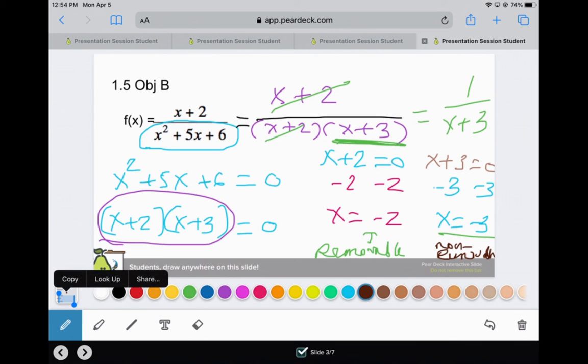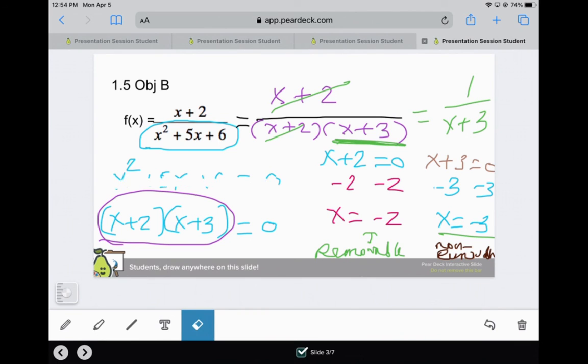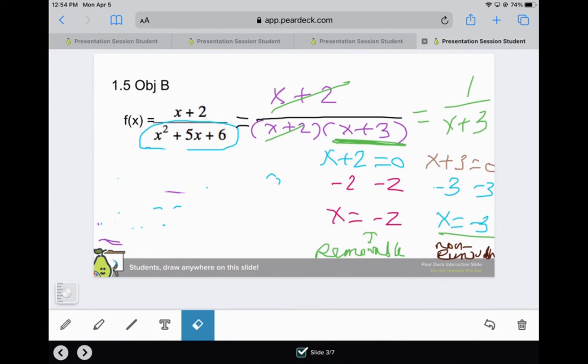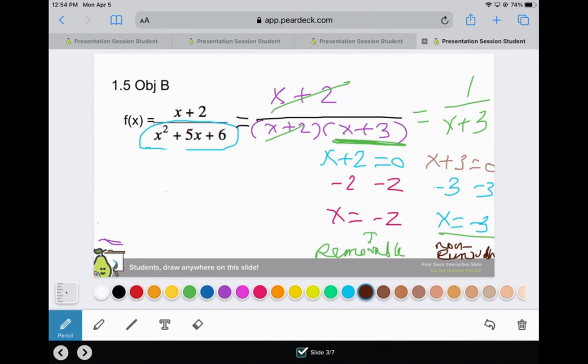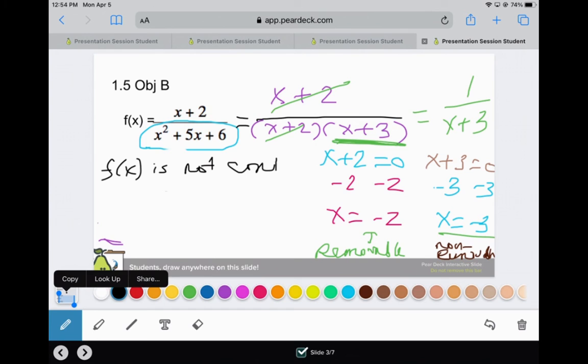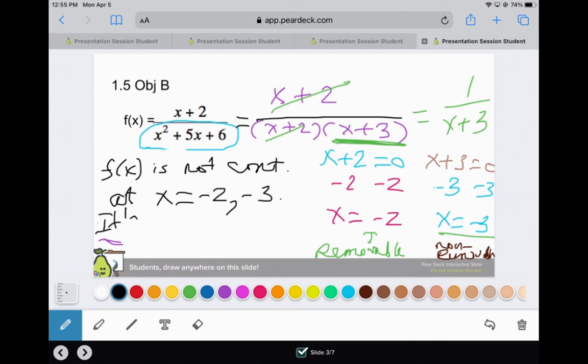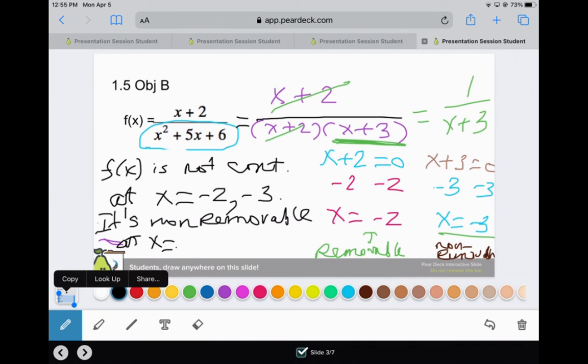Okay? And the proper way for you to show your work, I'm going to clear this part. If you're on the one with short response, I want you to show your work. This is a statement that you want to give me. F of x is not continuous at x equals -2, -3. So that's the first statement, and then you can say it is non-removable at x equals -3 and removable at x equals -2.